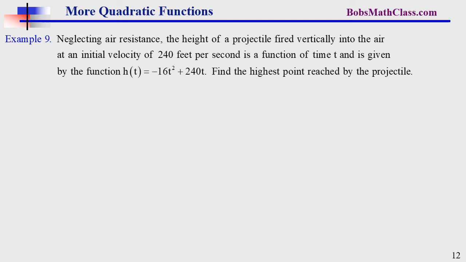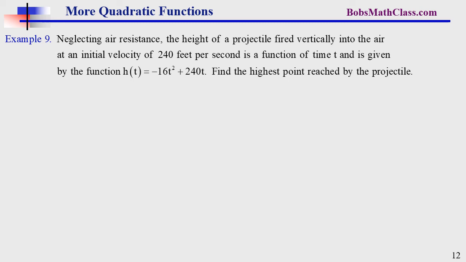I know I changed up some of the letters. Instead of f of x, I used h of t. And instead of x, I used t. The important thing to realize here is it's still a quadratic function. There's no c. Our value of c is 0. But as long as it has a variable squared, then it's a quadratic function. It's a parabola.